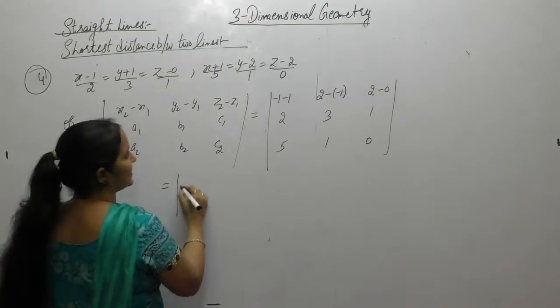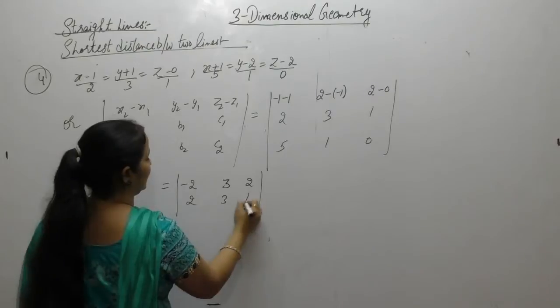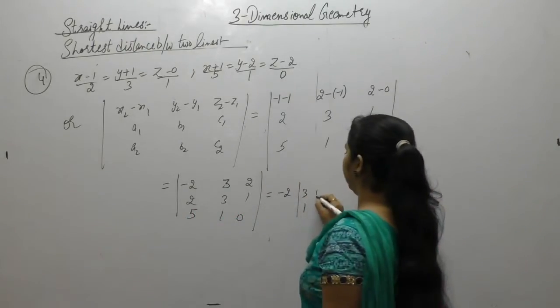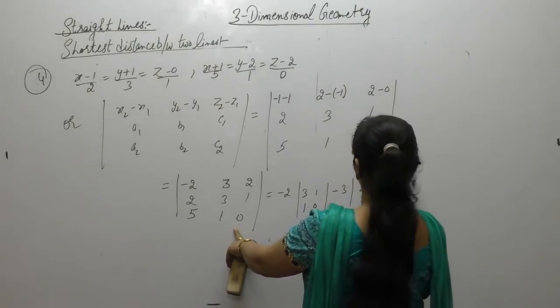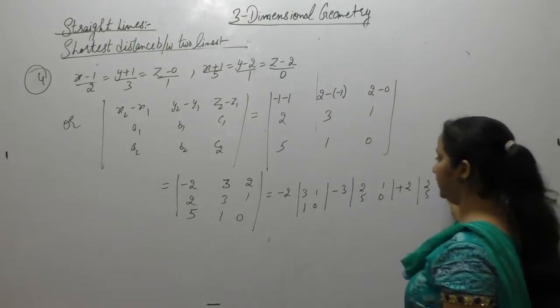So we get minus 2, 2 plus 1 is 3, 2, 2, 3, 1, 5, 1 and 0. Minus 2 times (3 1, 1 0), minus 3 times (2 5, 1 0) plus 2 times (2 5, 3 1).